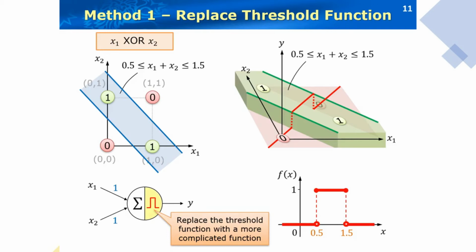Moreover, in neural computing, our basic philosophy is to approximate a complicated function by decomposing it into a number of simple functions, which may contradict the main idea of method 1. Thus, this approach is not practically useful. The second method for XOR representation is to increase the number of layers and nodes in the neural net while keeping the threshold function for each node.